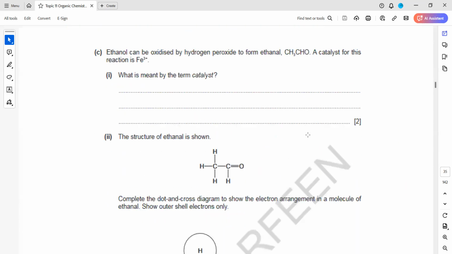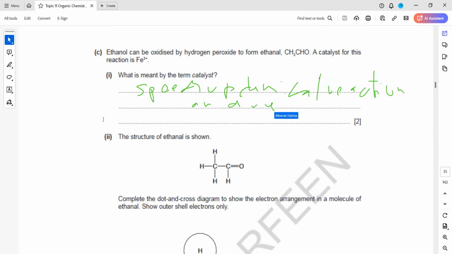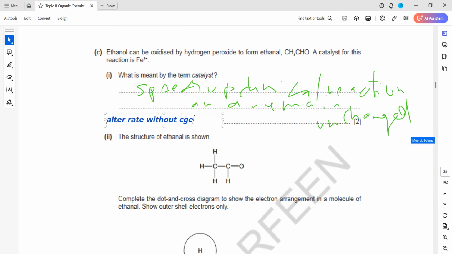Ethanol can be oxidized by hydrogen peroxide to form ethanoic acid. The catalyst for this reaction is iron 3. What is meant by the term catalyst? A catalyst alters the rate of reaction without being chemically changed. So altering the rate of reaction is one point, and without being chemically changed is the second point.